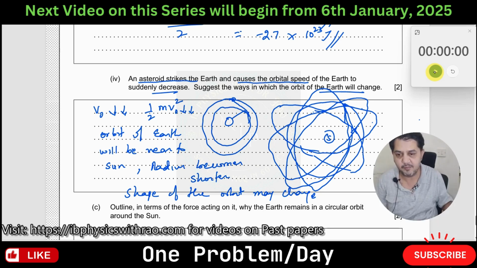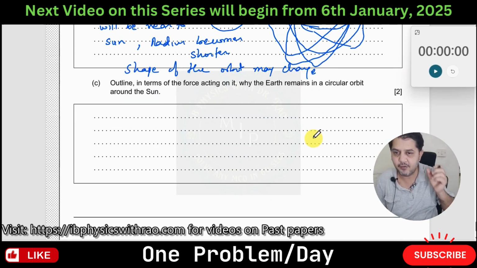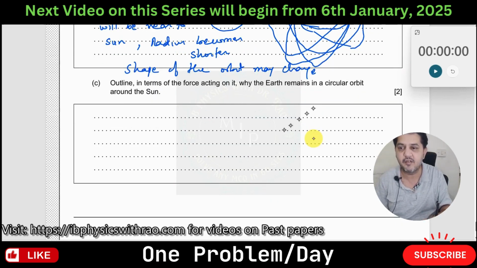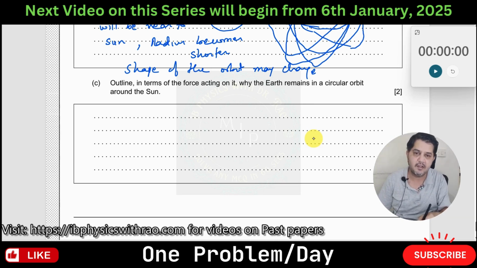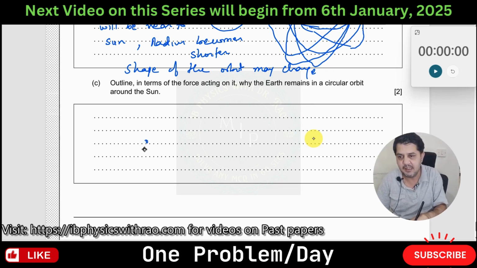Now let us move on to the next one. Outline in terms of the forces acting on it, why the earth remains in a circular orbit around the sun. Now here I said eccentricity or shape changes, right? But if that is the case, why should it always move in a circular orbit? If we ask this question, then when will a particle move in a circle? We already learned this in circular motion. If this is a center, and say for example I take a string, I connect a stone to this, and then if I whirl it across like this, why will it move in a circle?